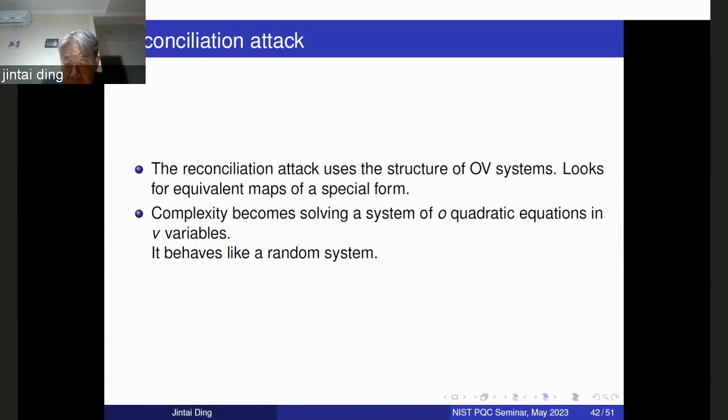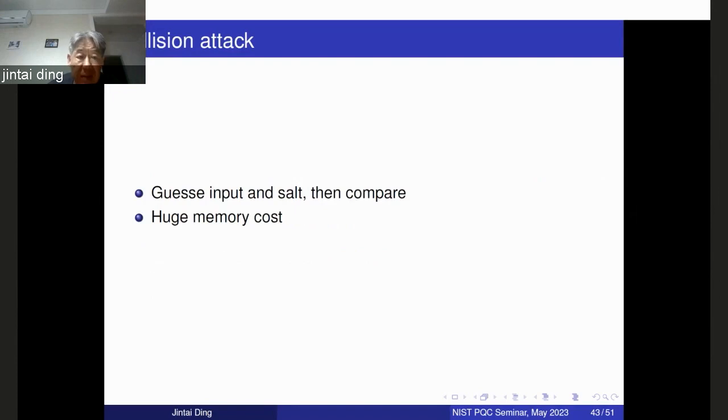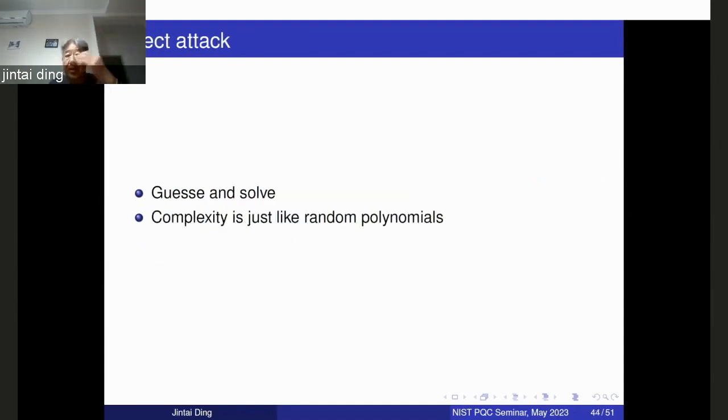So here V bigger than O is essentially back to the same system we will describe. And then you have this collision attack. This happens if you use salt, which is something I mention later. But here, there's a huge memory cost. And this is the direct attack.